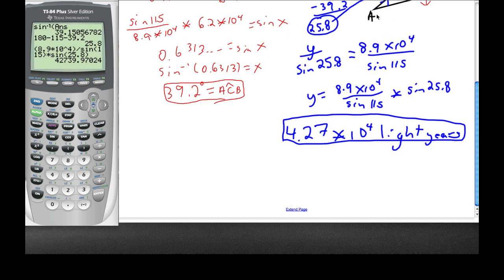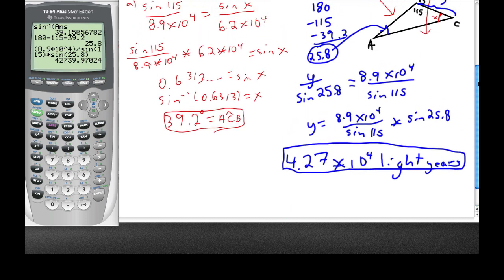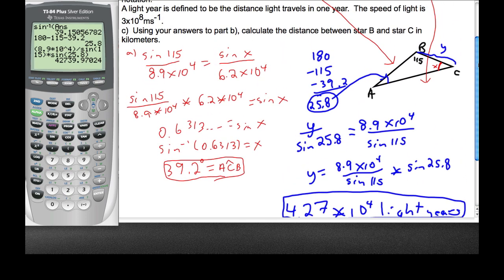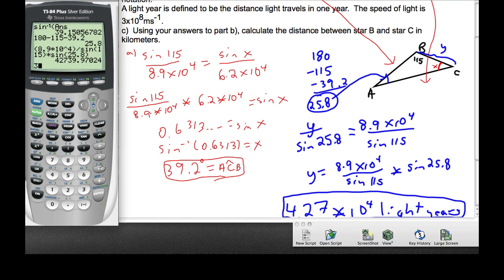All right, I need to go up, have a look here. Part C. A light year is defined to be the distance light travels in 1 year. Makes sense? The speed of light is 3 times 10 to the 8. I'm going to put that number over here. 3 times 10 to the 8. That's meters per second. Okay? So using your answer in part B, calculate the distance between star B and star C. Okay? So the distance in light years, and we want the distance in kilometers.